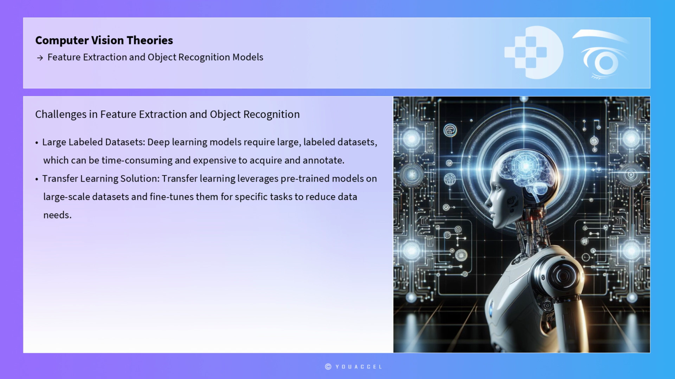recognition models face several challenges in real-world applications. One significant issue is the need for large, labeled datasets to train deep learning models. Acquiring and annotating such datasets can be time-consuming and expensive, particularly in specialized domains. Transfer learning offers a viable solution to this problem by leveraging pre-trained models on large-scale datasets and fine-tuning them for specific tasks. This approach reduces the amount of data required for effective training, making it accessible for professionals with limited resources.